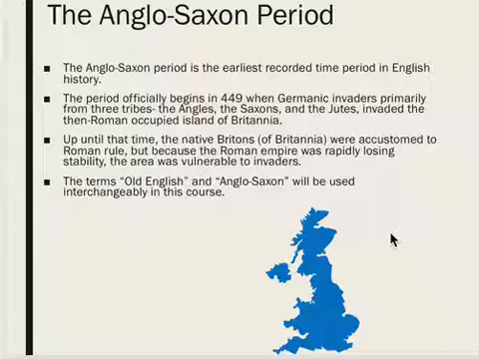The terms Old English and Anglo-Saxon will be used interchangeably in this course. And here is a map of modern Great Britain, which again at the time was known as Britannia.